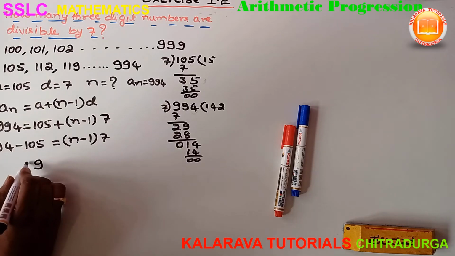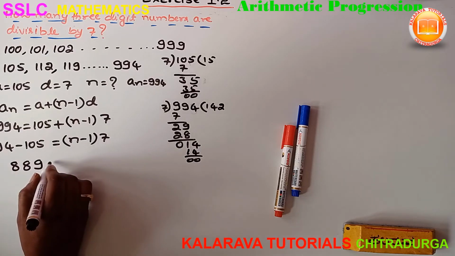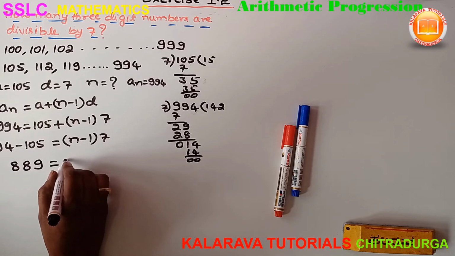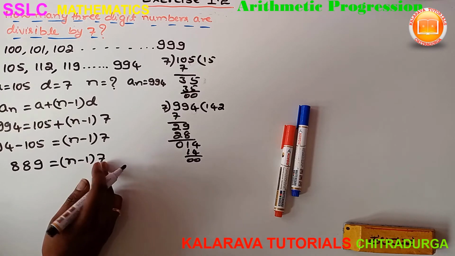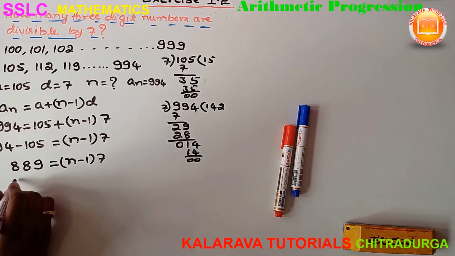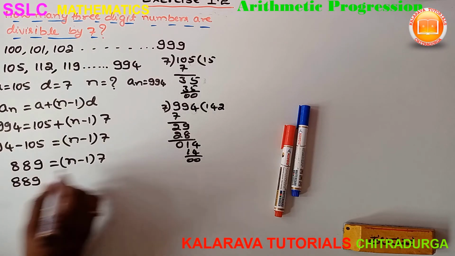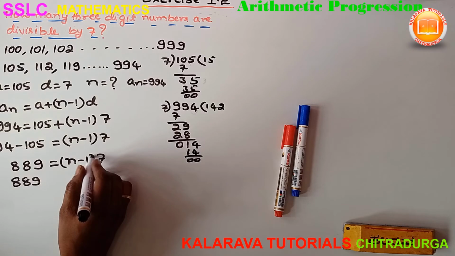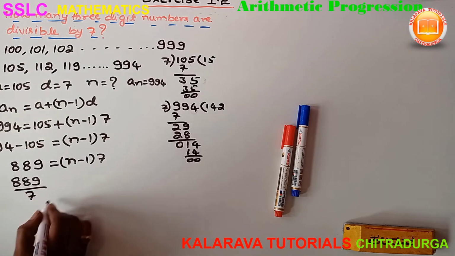Here it is 8. Here it is 9. 9 minus 1 is 8. 889 is equal to n minus 1 into 7. So now we have to transfer this 7 to the left hand side. That means 889: if you transfer 7 to the left hand side, here it is multiplied with the n minus 1, so it goes to the denominator.